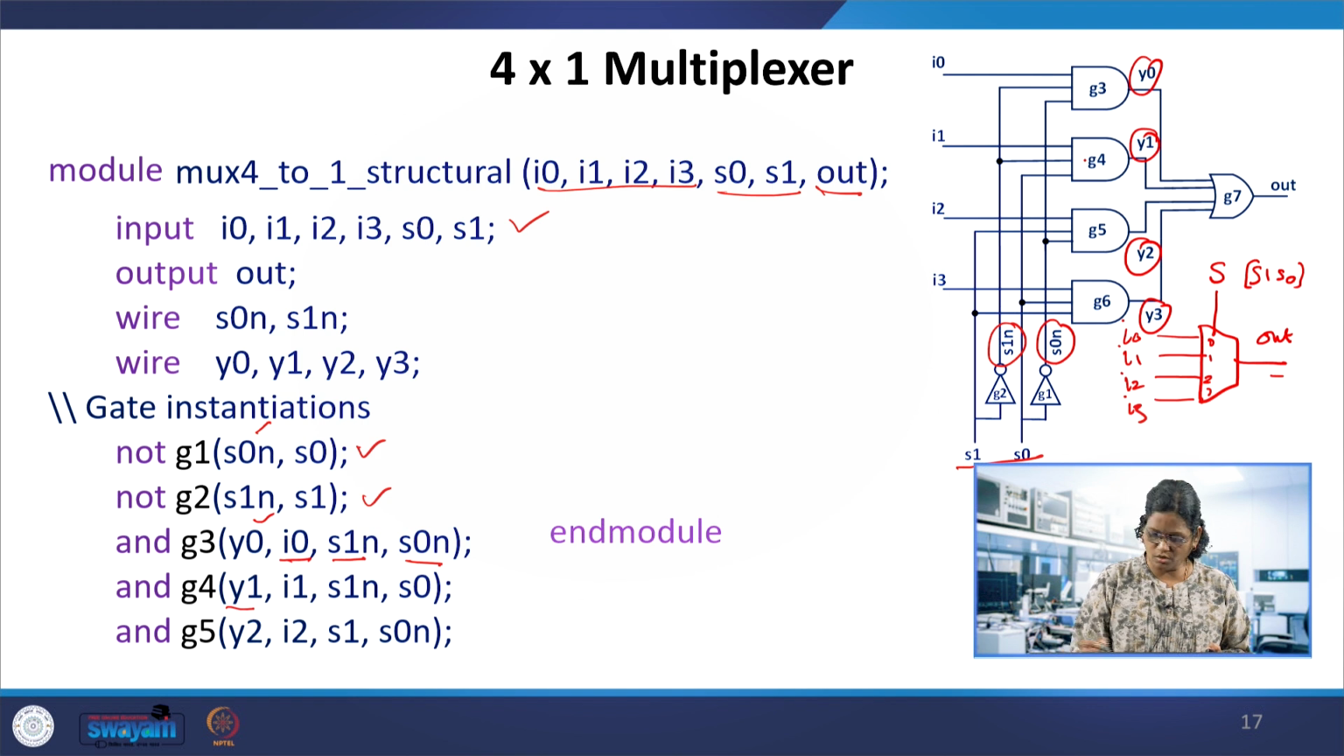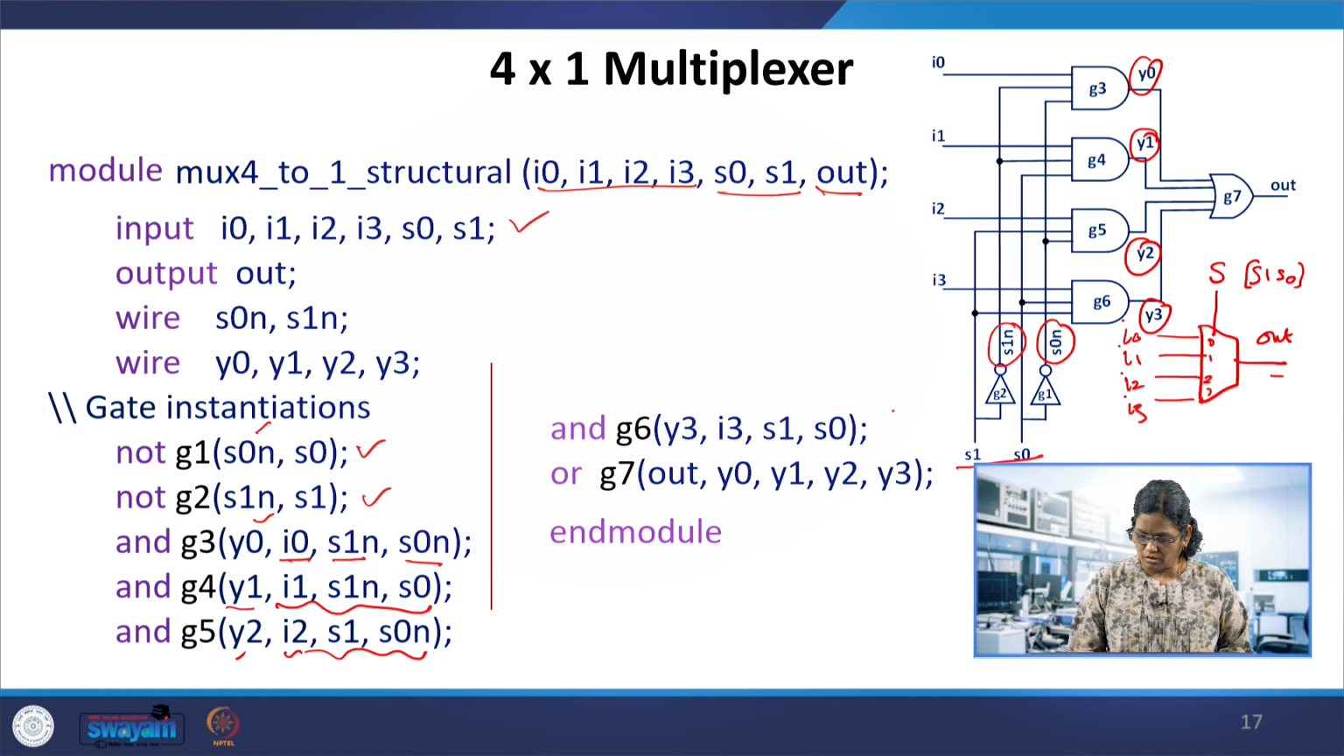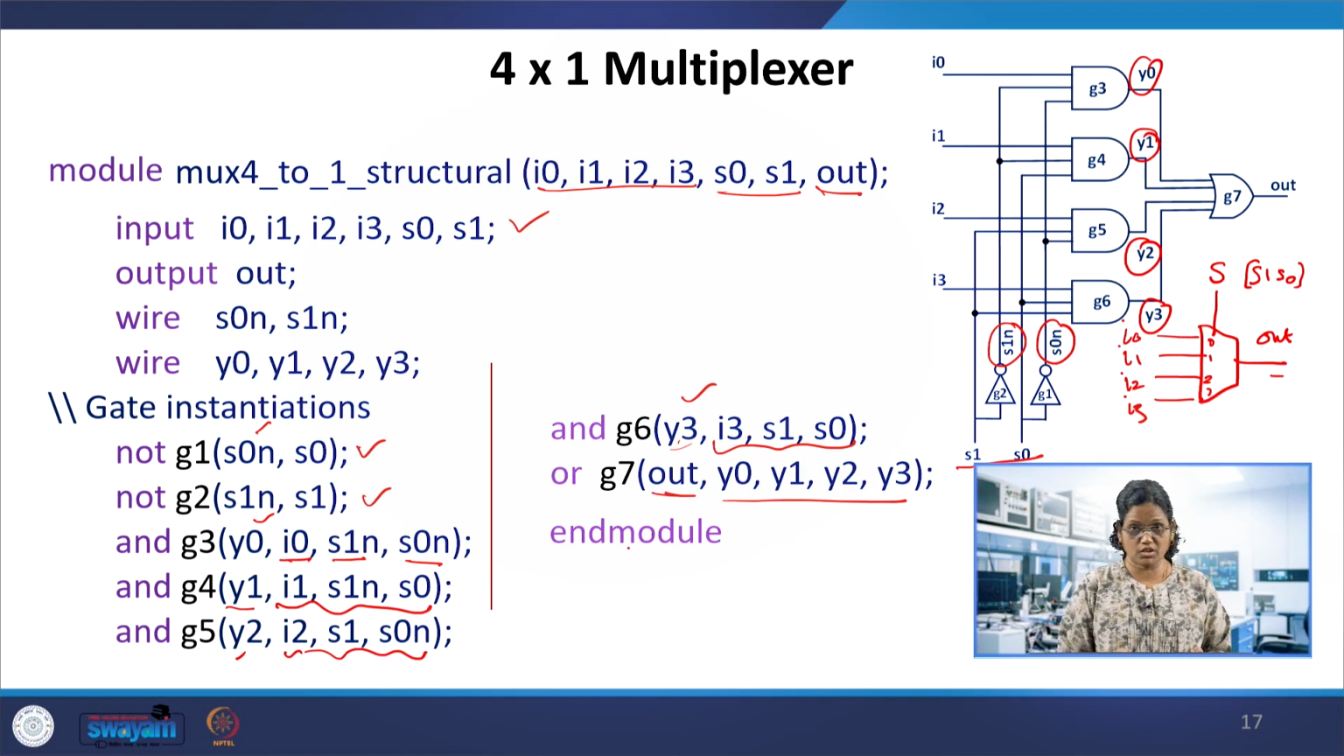Next gate G4, output is Y1. These 3 are the inputs, and G5 has Y2, I2, S1 and S0. The other gate G6 has Y3 as output, and these 3 are the inputs. With multiple inputs, when you instantiate, the input order does not matter, but the output should be called first. And G7 takes 4 inputs, Y0, Y1, Y2, Y3, and its output is out. This is an OR gate. So all the gates are instantiated in this module.